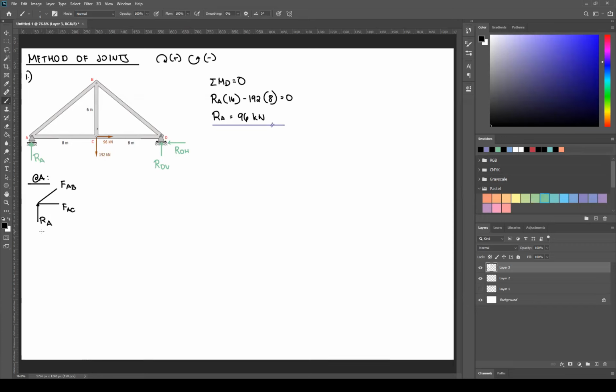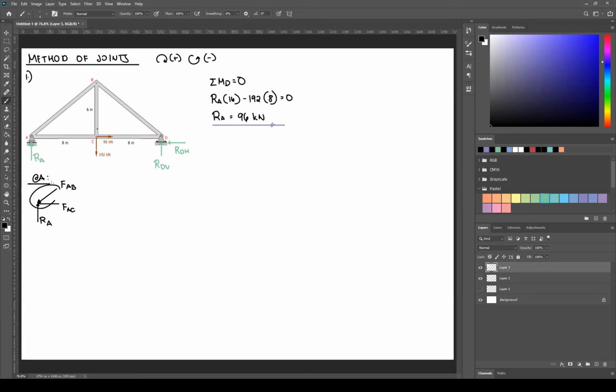Remember, this should be in equilibrium. So I need a downward force to balance this upward RA force. Therefore, I'll take that downward force from this line, so I'll point it downward. It's going to be this way.